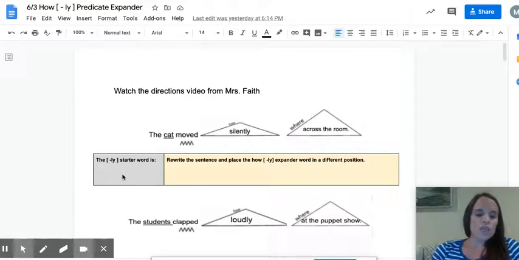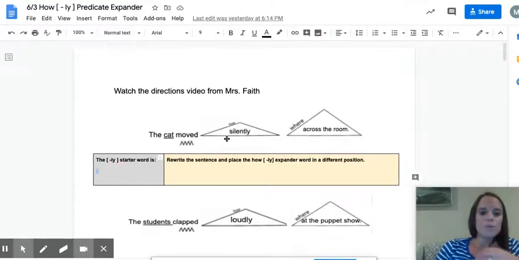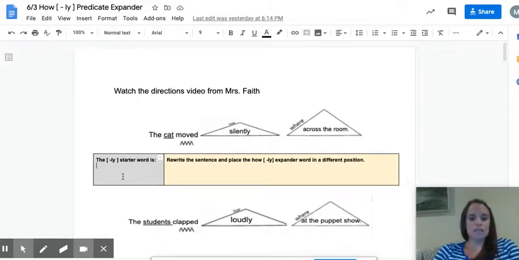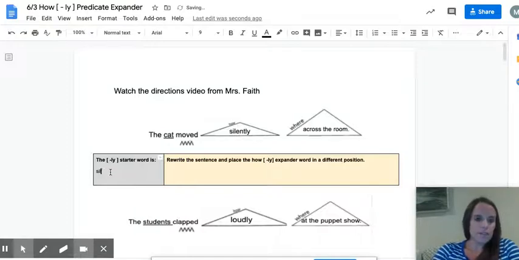So what you're going to do is you're going to go down to this box here where it's gray and yellow. In the gray box, you're going to double click, and you're just going to start by telling me what is the how ly starter word. So which word did the author of this sentence use to describe how the cat moved? And it was silently. I'm going to type silently in here. Okay, so remember all these words end with the letters ly. That's why they're called the ly starter words.